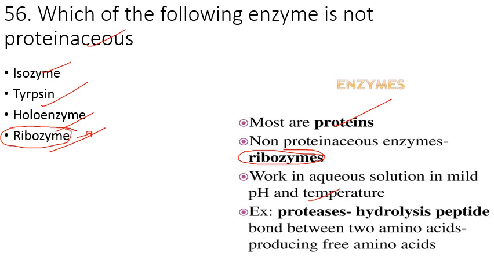Enzymes are highly specific. We have examples like proteases, which catalyze hydrolysis of peptide bonds. It is mainly involved in breakdown of proteins, and it breaks the bond between amino acids, producing free amino acids. So these are proteinaceous enzymes, but ribozyme is a non-proteinaceous enzyme.